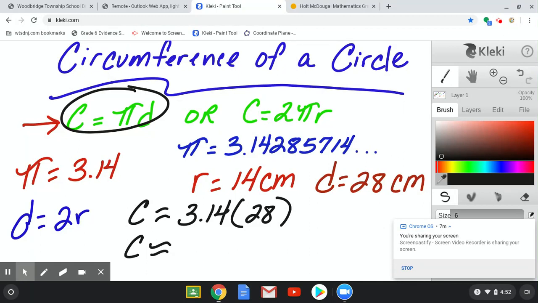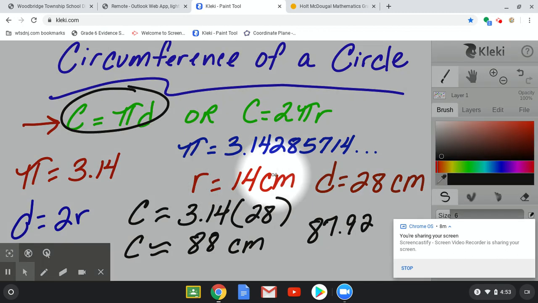So here the circumference is approximately, we round, 88 centimeters. And if I actually gave you the 3.14 times 28, that would have been 87.92, but we're rounding to the nearest tenth, or in this case, I rounded to the nearest whole, which was 88 centimeters. So the circumference of a circle that has a radius of 14 centimeters is approximately 88 centimeters. So remember, the circumference is finding the distance around the circle.